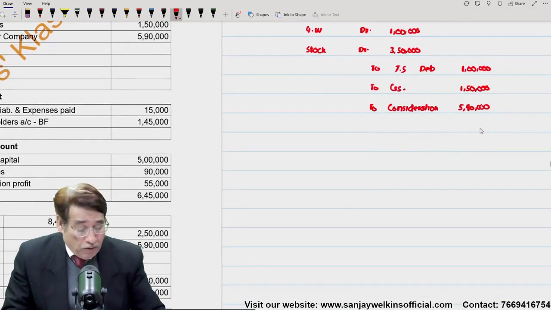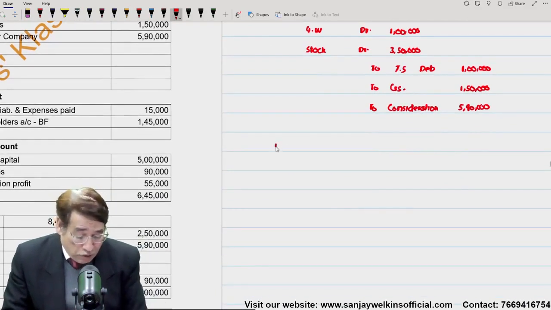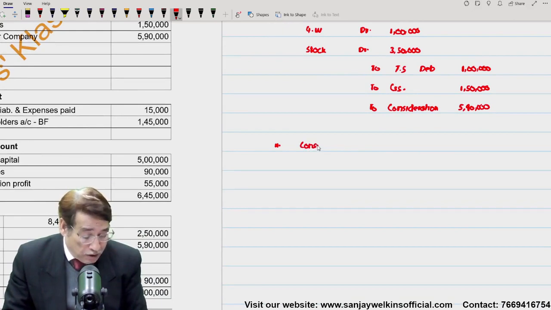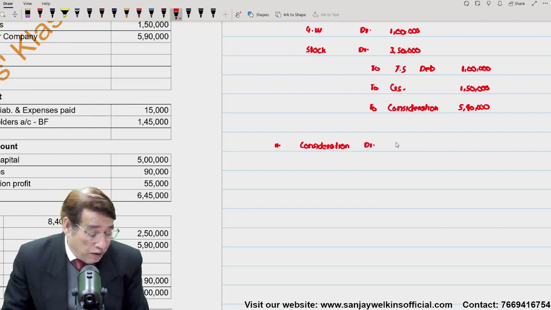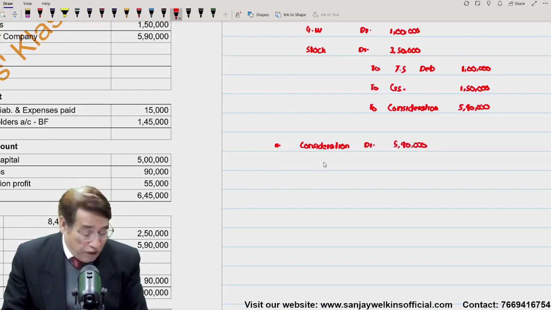So, now the next entry which you are going to pass is with respect to discharge of purchase consideration. Consideration account debit, that is equal to 5,90,000. Consideration account debit 5,90,000. To cash, I will write now, to cash 90,000.